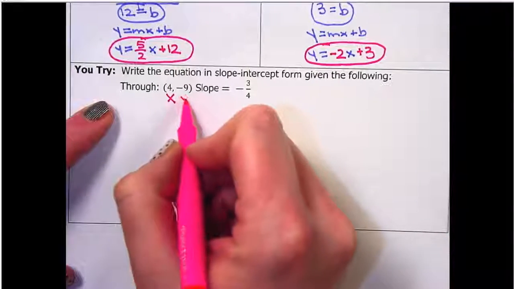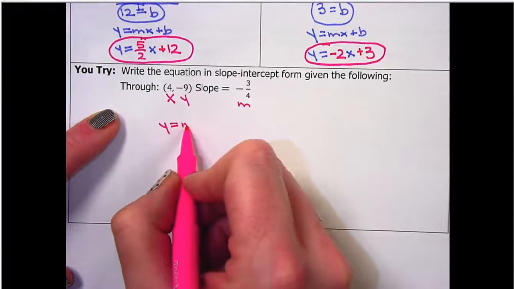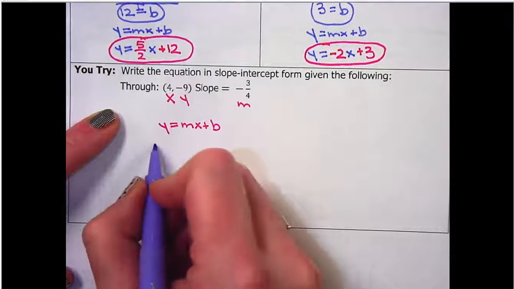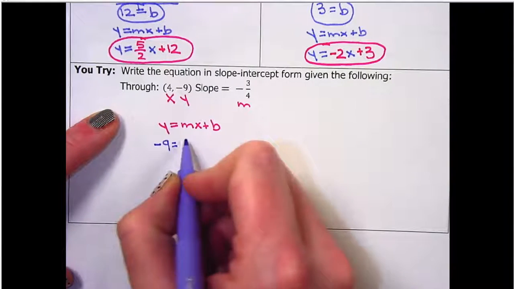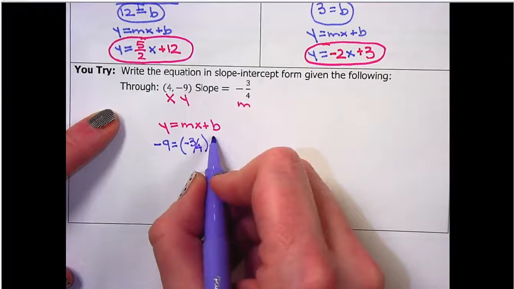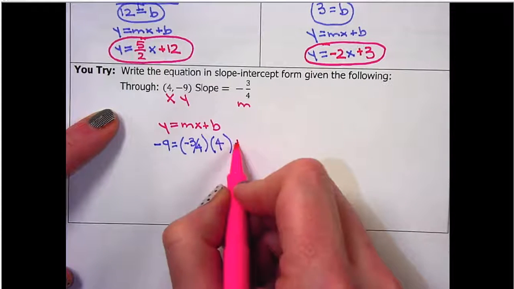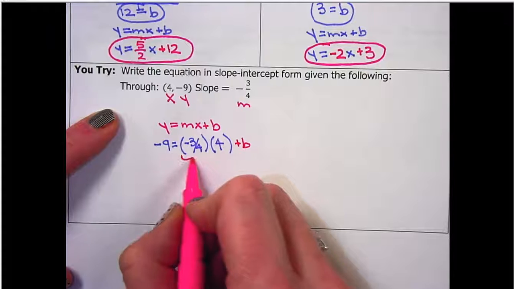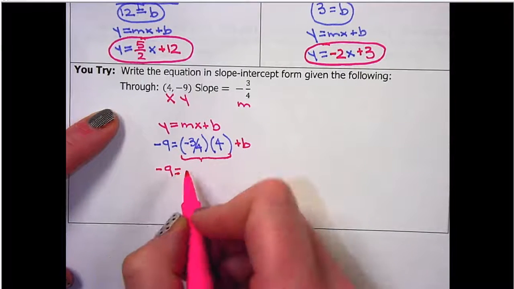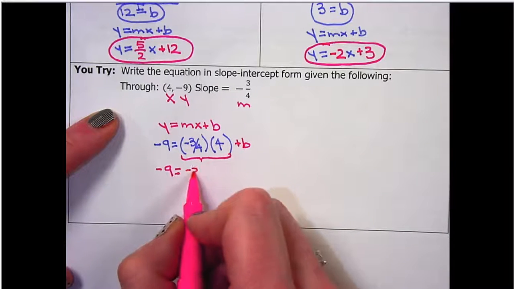So x, y, and m. Y equals mx plus b. Y is -9. M is -3/4. X is 4. And I'm looking for good old b. Multiply m and x. That calculator work may need to be done, but that product is -3.